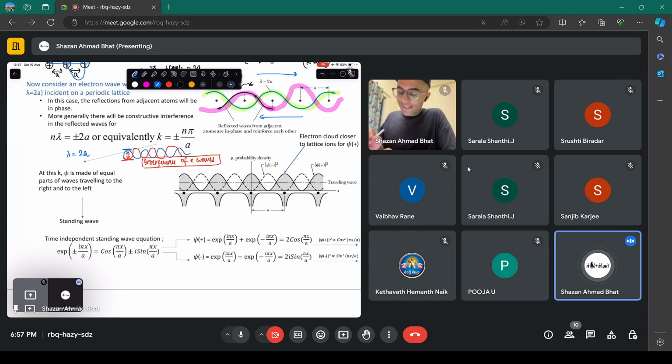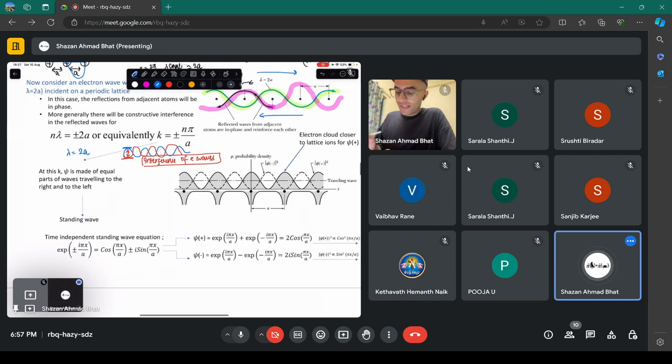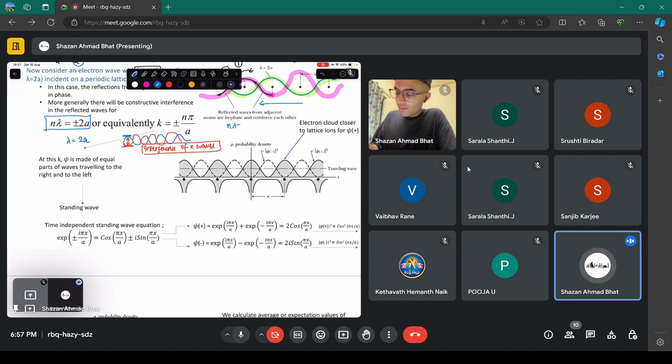Now, constructive interference can happen if this wavelength is some integer multiple of 2 pi. That means if this condition is satisfied, for example, n lambda equals plus minus 2a, you get a constructive interference. You get a wave traveling in this direction, and the other part of the wave somehow will be like this. And this is the same condition that you study, called Bragg's condition, which comes from the Bragg diffraction technique, and people can find it experimentally.